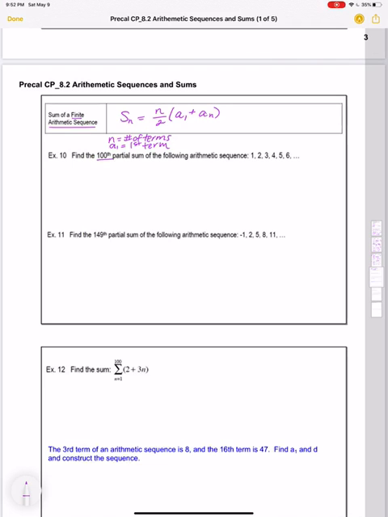So this one says find the 100th partial sum of the following arithmetic sequence. Okay, so I need to know the 100th number, because I am not going to go through and calculate all 100 numbers and then add them together. So what I'm going to do is first find the 100th number.